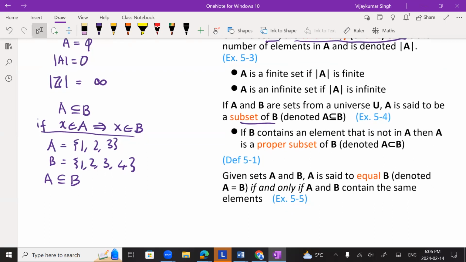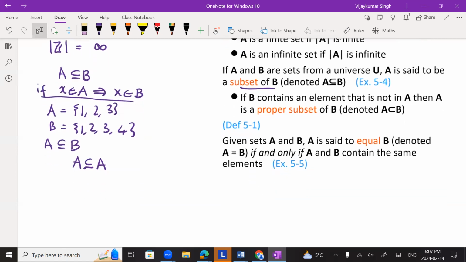Right? Now, sometimes you want to talk about strict subset. Strict subset means A is strictly inside B. Yeah. For example, this is true: A is a subset of A. Right? You agree? I mean, if x belongs to this A, then of course x belongs to A. Right? So that is true. So sometimes we want to talk about the proper subset. So what is the meaning of proper subset? So A is a proper subset of B.